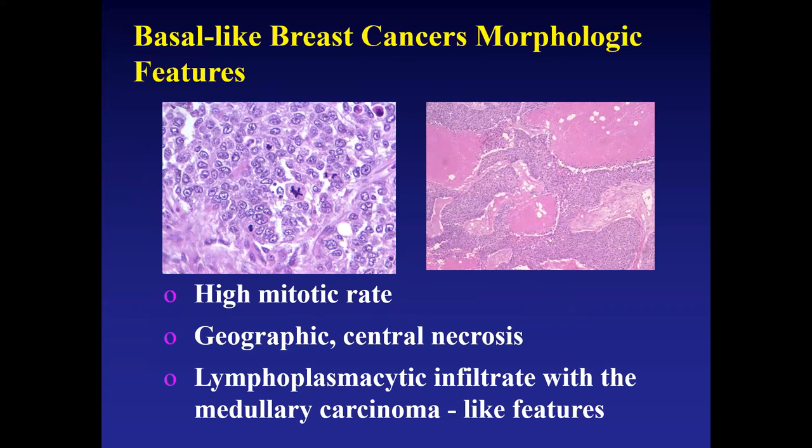Morphologically, they present as poorly differentiated tumors with geographic necrosis. Then you see a high proliferation rate, and you can see the number of mitoses and individual cell necrosis in individual tumors. And they have a lymphoplasmacytic infiltrate with medullary carcinoma-like features. They're very distinct when they're seen.